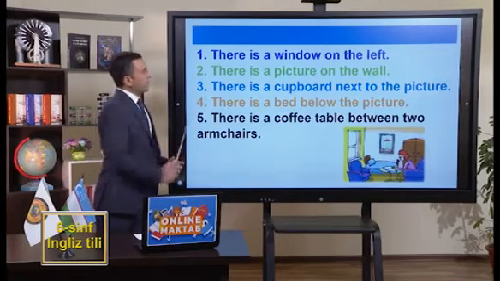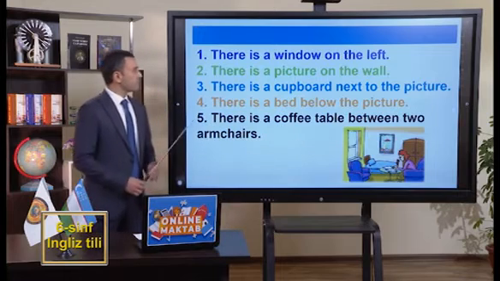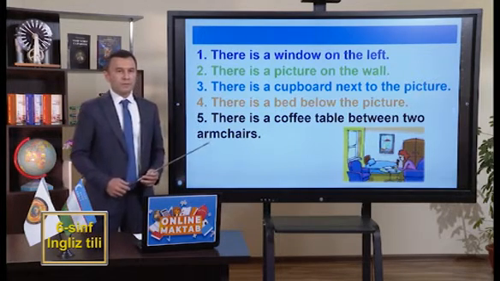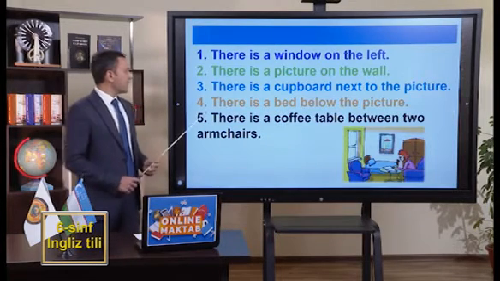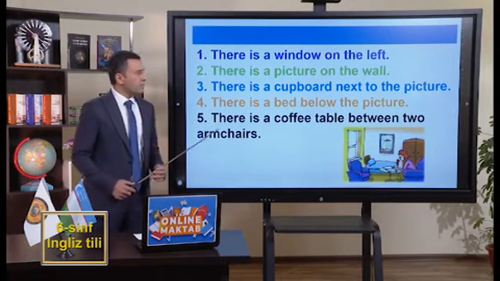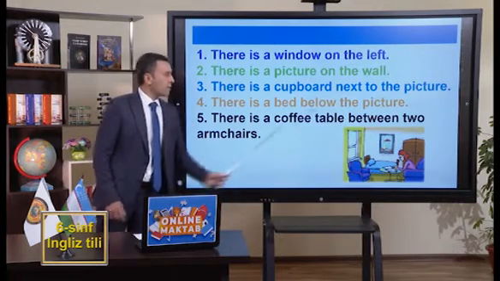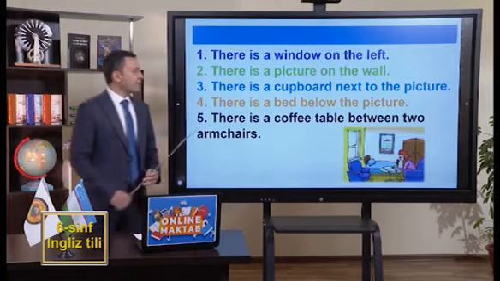For example, there is a window on the left. You can see the window here. Next, there is a picture on the wall. Can you see the picture here? Great. Next, there is a cupboard next to the picture. You can see the picture next to the cupboard. And also a cupboard can be next to the picture.